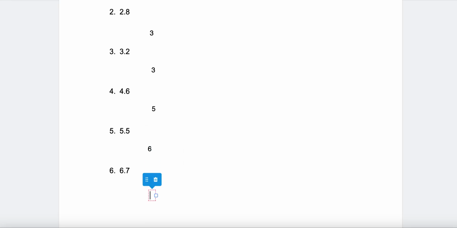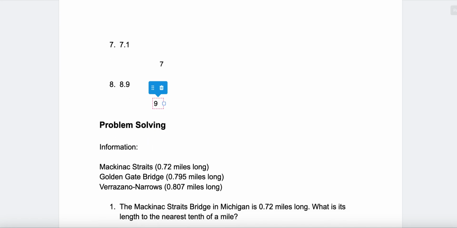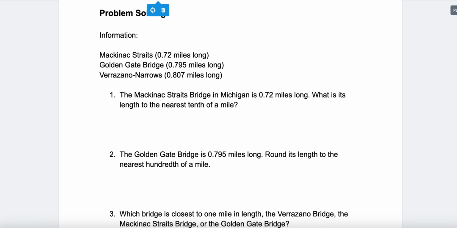Number 6 will be 7. Try number 7 and 8. I'll give you about 10 seconds. Number 7 will be 7. And number 8 will be 9. Now you're on to the problem solving.